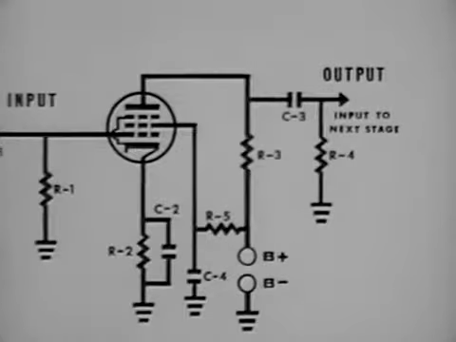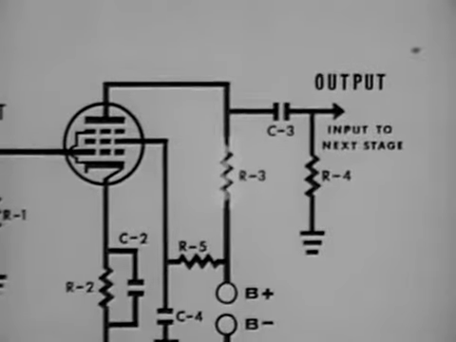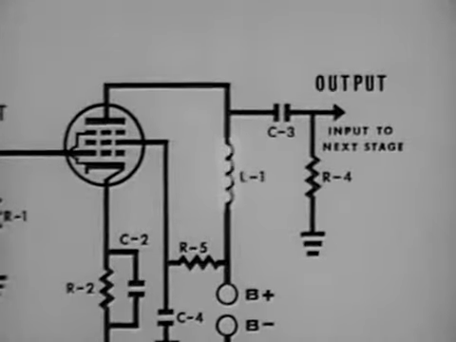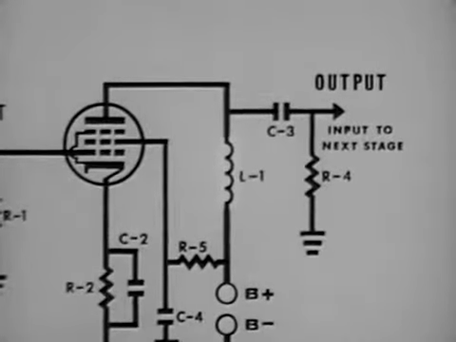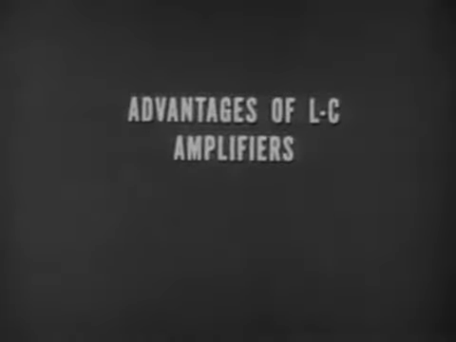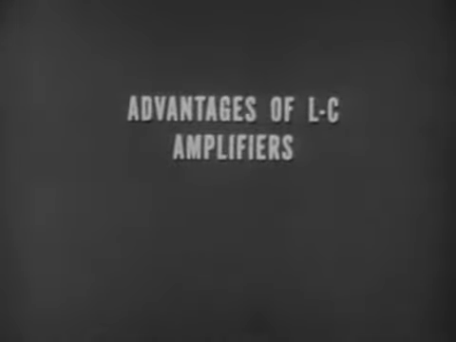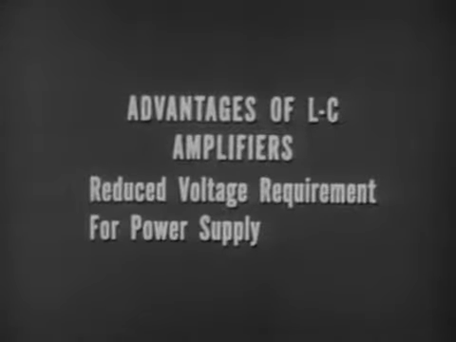Now let's change the plate load resistor to an inductor, and we have an impedance-coupled, or LC, amplifier. LC amplifiers have one particular advantage. Removal of the plate load resistor reduces the voltage required from the power supply.